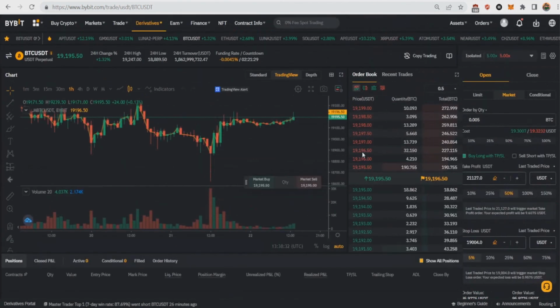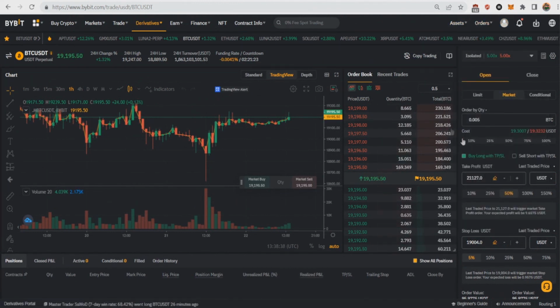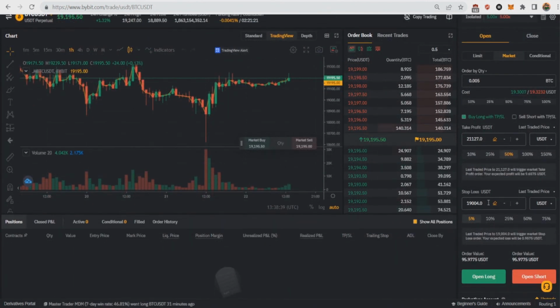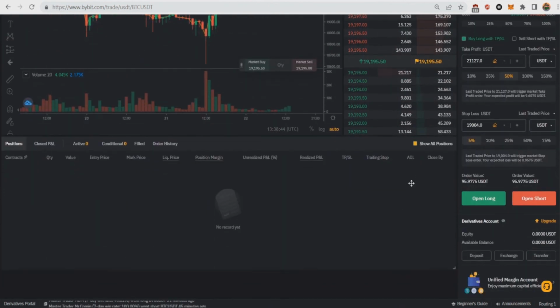We're just going to close it, and then go to our spot wallet. At the spot wallet, just click on transfer and then transfer from derivatives to spot. That's how easy it is, guys.